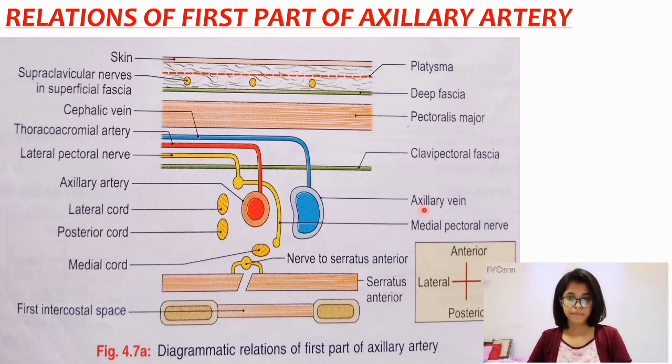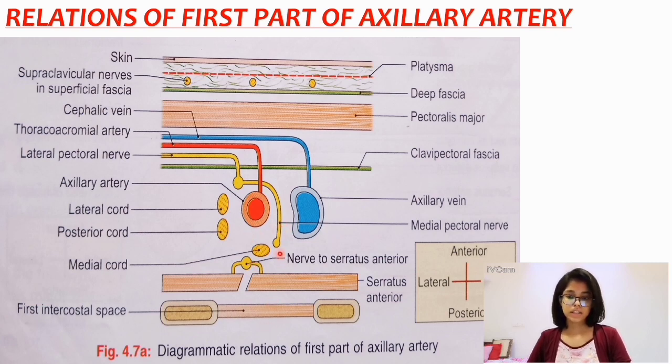Then, in the posterior relation, we have the first intercostal space and the external intercostal muscle, then the first two digitations of serratus anterior muscle, and the nerve to serratus anterior. Now, in the posterior relation, we have one more thing, that is medial cord of brachial plexus along with its one branch, that is medial pectoral nerve. Now remember that this medial cord will move medially while talking of the relations of second part of this artery.